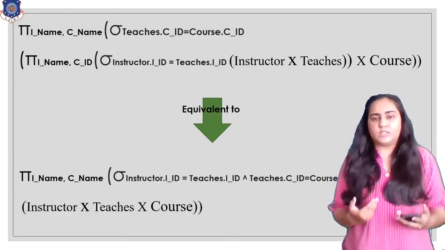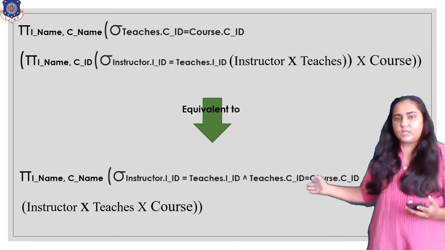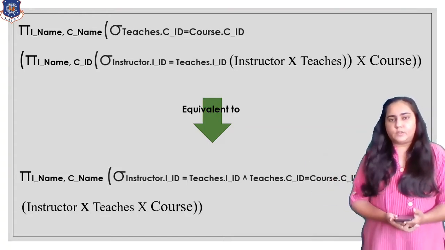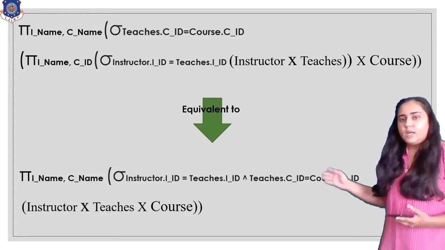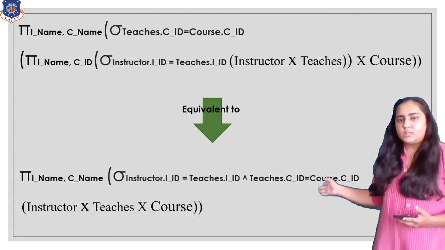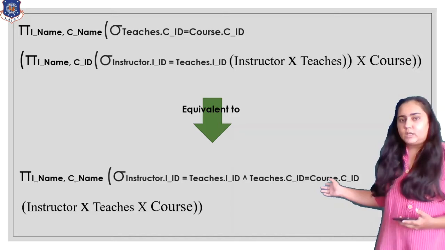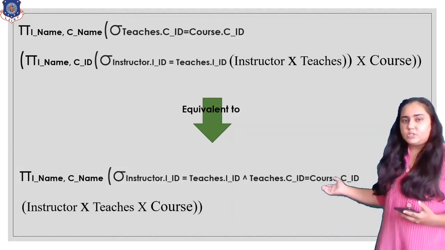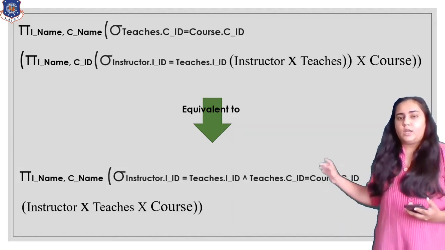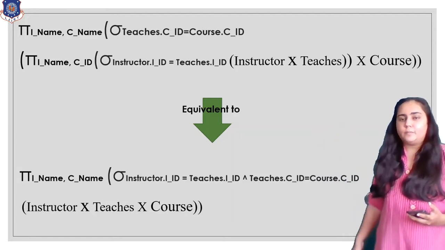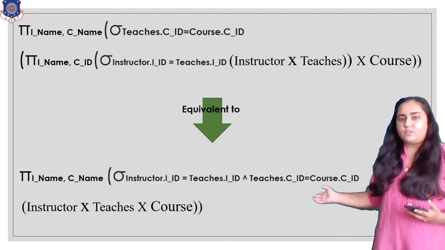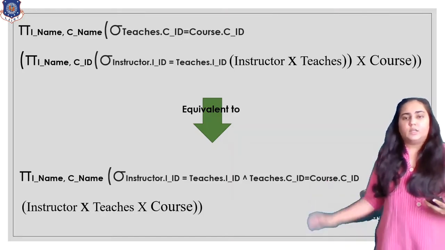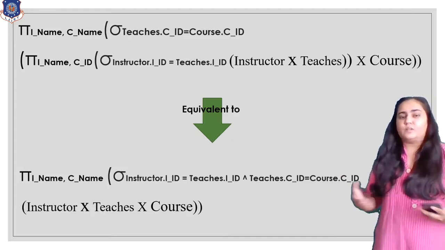So this query is fairly simple because within the brackets, I have first taken a Cartesian product between instructor, teachers, and course. And then after taking the Cartesian product, I have applied to it the pi operation. So the pi operation and the sigma operation. And you can notice here how the conditions have been combined. You can see that instructor ID and ID from teachers is compared, so it is matched. And the second condition which we applied is also added here. And here I have written teachers C underscore ID equal to course C underscore ID. And that would take care of all the conditions that we need.